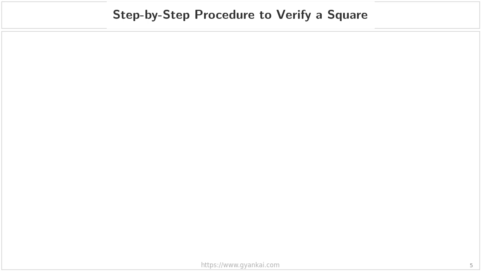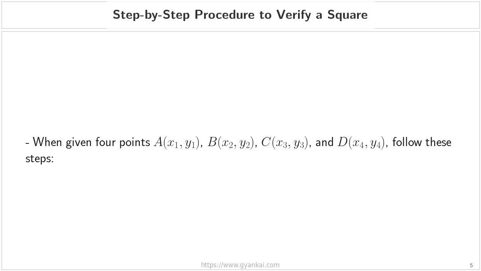Step-by-step procedure to verify a square. Now that we have understood the 2 different methods for identifying a square, let's break this down into a clear, systematic procedure you can follow every single time. Suppose you are presented with 4 specific points on a coordinate plane, which we will label as A with x sub 1, y sub 1, B with x sub 2, y sub 2, C with x sub 3, y sub 3, and D with x sub 4, y sub 4. To verify if these points form a square, you should follow these steps.